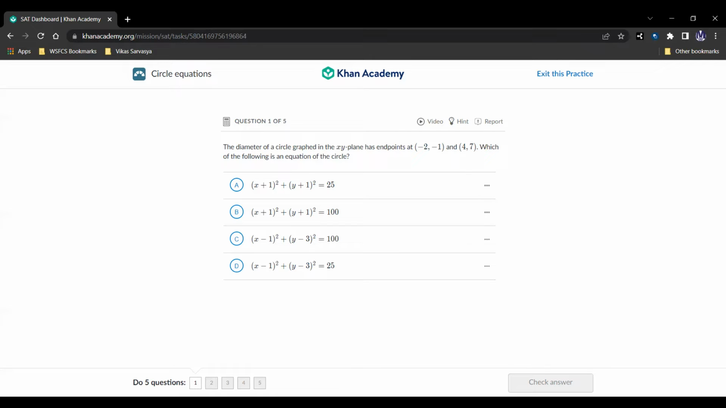With that, let's get started on our first question. The diameter of a circle graphed in the xy plane has endpoints at (-2, -1) and (4, 7). Which of the following is an equation of the circle?